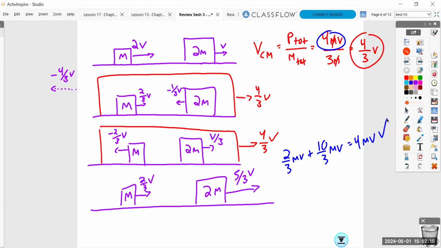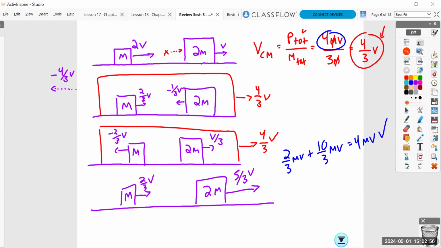Okay, so the first thing we do is find the center of mass velocity, because there's a center of mass of this system somewhere, and that center of mass is itself moving. To find the center of mass velocity, you take the total momentum divided by the total mass. The total momentum of our system is 4 MV, we got 2 MV and 2 MV, but our total mass is 3m. So the center of mass of the system is moving 4/3 v. It's moving a little bit faster than the big box, but slower than the small box.